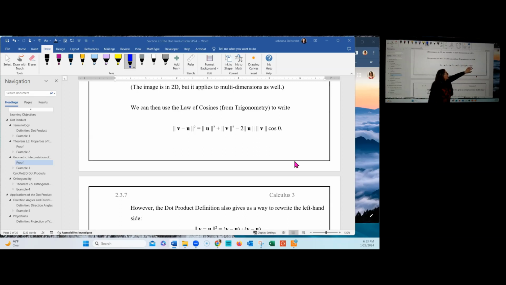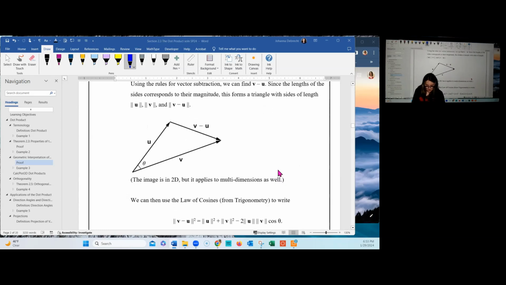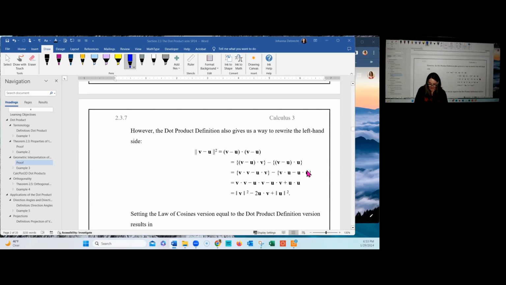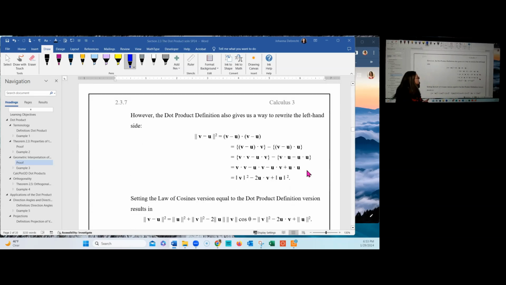In other words, this angle theta is across from side v minus u. So looking at our picture up here, we can see that that is the case, right? We do have angle theta across from v minus u. So we're using the law of cosines from trigonometry. Now, that gives us one representation for the magnitude of v minus u squared. But the dot product gives us another definition, which says the magnitude of a vector squared is the vector dotted with itself. So we're going to go ahead and dot these two vectors together.